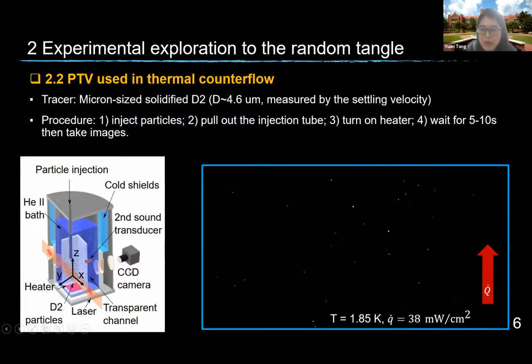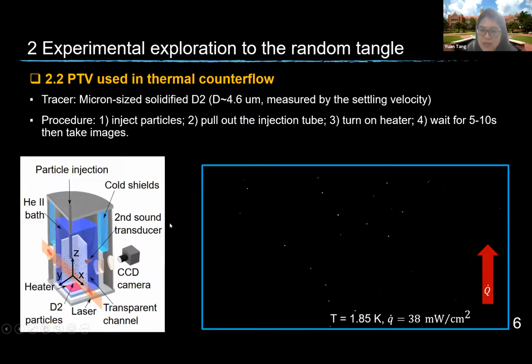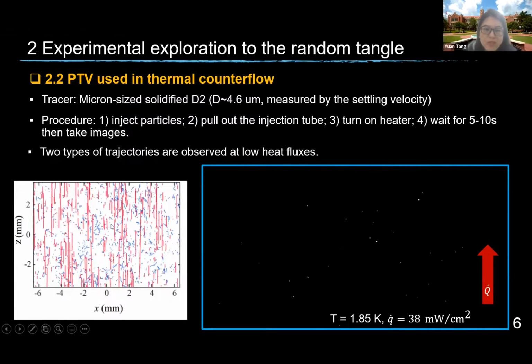This is a typical video for 1.85 K and a heat flux of 38 milliwatts per centimeter square. It is clear that some particles move straight upward in the direction of the heat flux, while some others move irregularly and downward on average. We then extract the trajectories of those particles. Obviously, two types of trajectories are observed.